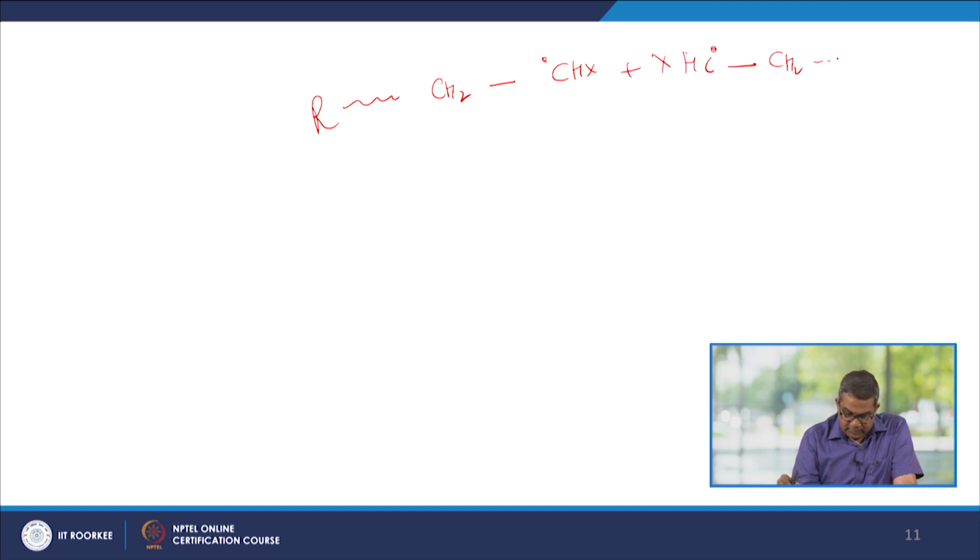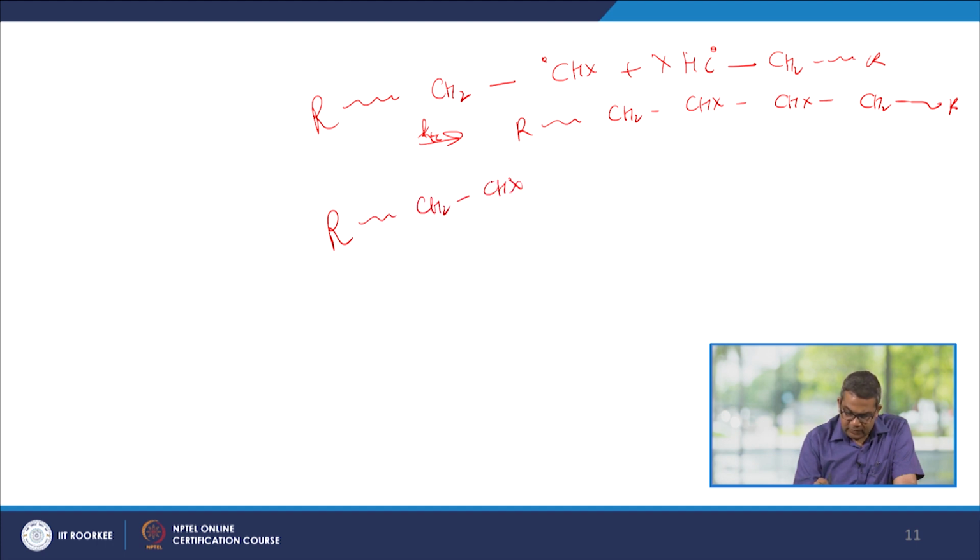These are the radicals, CH2, CHX, CHX, CH2, R. Now, termination by disproportionation reaction, which we discussed earlier, that is R CH2 CHX radical plus radical CHX CH2 R, with rate constant KTD, gives CH2 CH2X plus R CH.